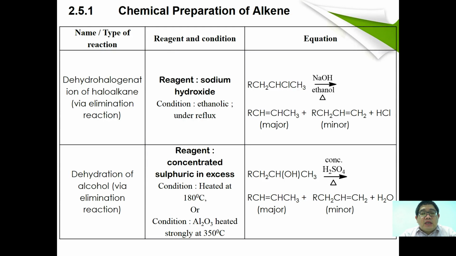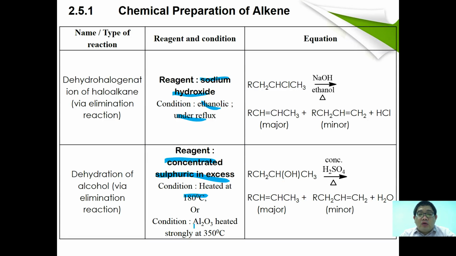So the reagents in here are sodium hydroxide in ethanolic under reflux. Okay, so this reaction will yield two products according to Saytzev rule. So what is the Saytzev rule? I'll explain later when we have reached the haloalkanes topic. And also dehydration by using concentrated sulfuric acid in excess, heated at 180 degrees. So you also yield two products according to Saytzev rule.